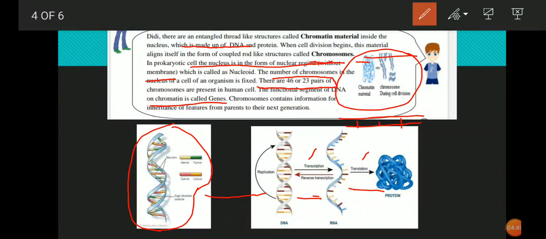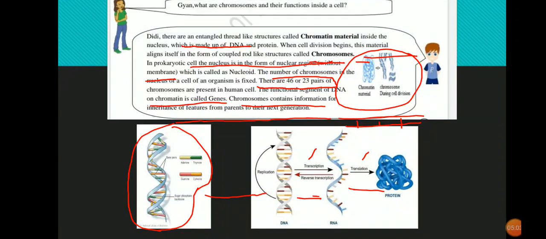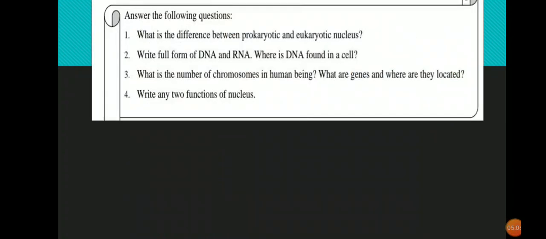Chromosomes contain information for inheritance of features from parents to offspring. It is these chromosomes only. Why are they called genetic material? Because these chromosomes are the main material which carry information from one generation to another. That's why they are called genetic material.